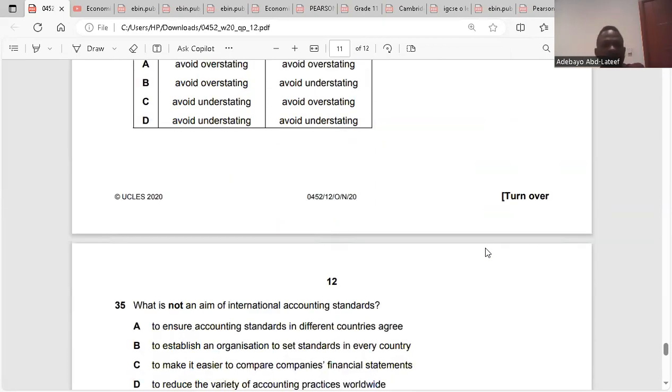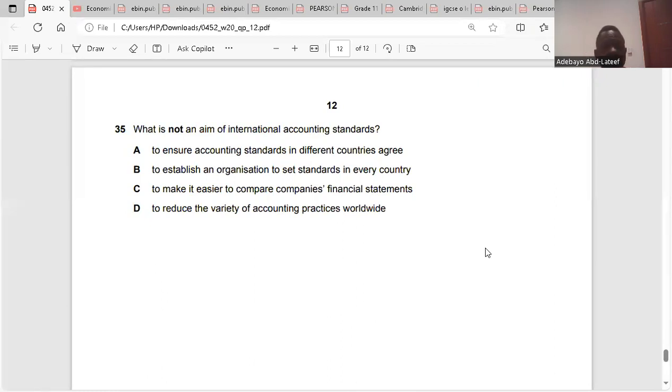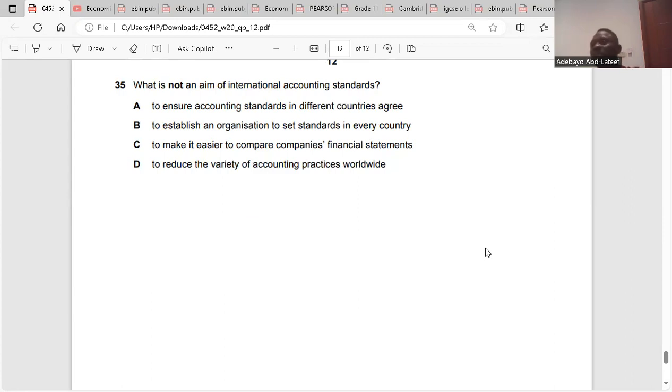Question 35. What is not an aim of the international accounting standard? It is B. It's not their business to set standards for each country, but they should ensure that each country uses almost the same accounting practices, so that financial statements can be compared and accounting is practiced the same way all over the world. So the answer is B. Clear? That ends the past paper questions for the 1 November 2020 paper.